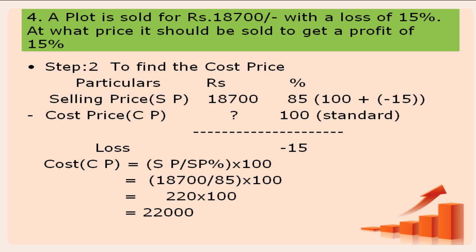Therefore cost price is equal to selling price divided by selling price percentage into 100, that is equal to 18,700 divided by 85 into 100, that is equal to 220 into 100, that is equal to 22,000. Now the cost price is calculated to be rupees 22,000. Now we are going for the next step.